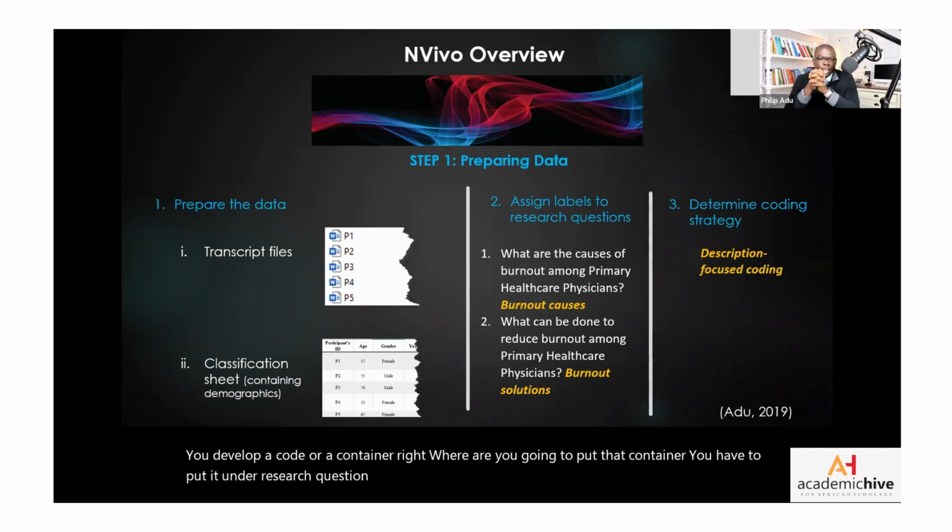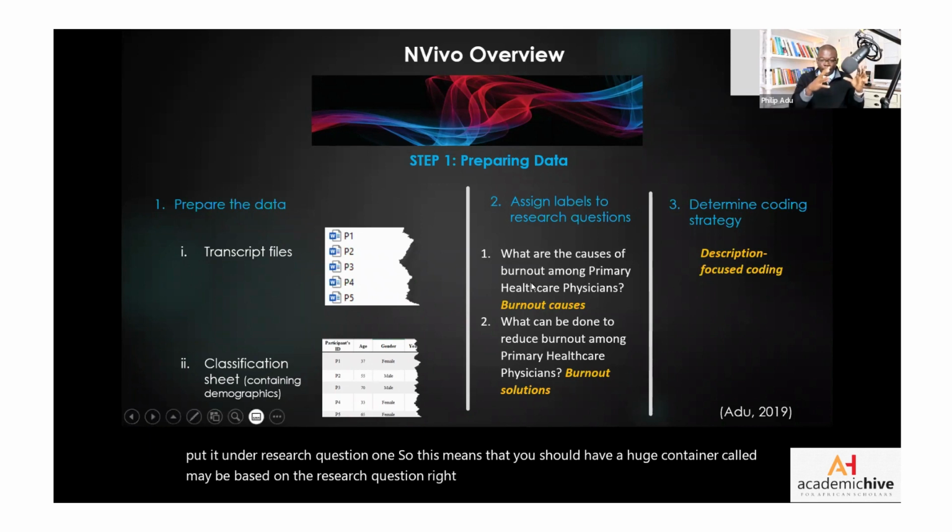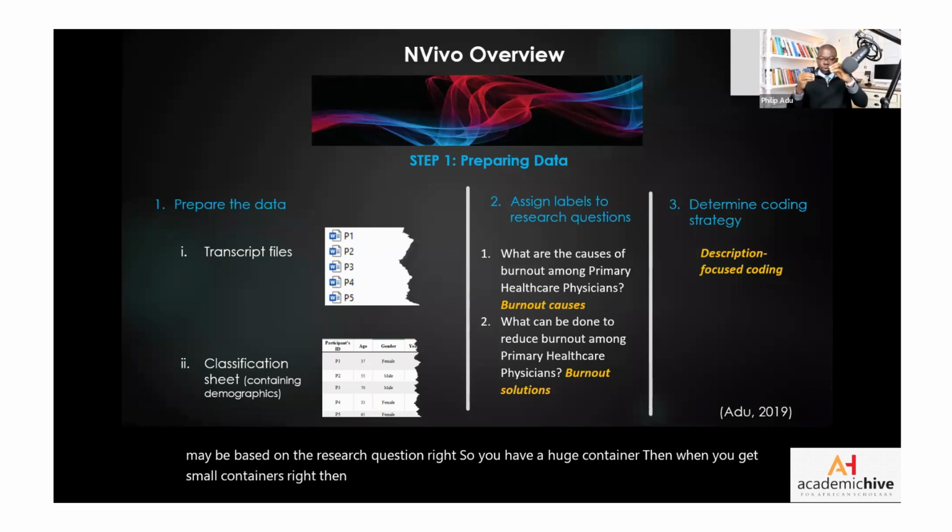So this means that you should have a huge container based on the research question, right? So you have a huge container. Then when you get small containers, you'll be able to put them under their respective research question, right? So you create a container.